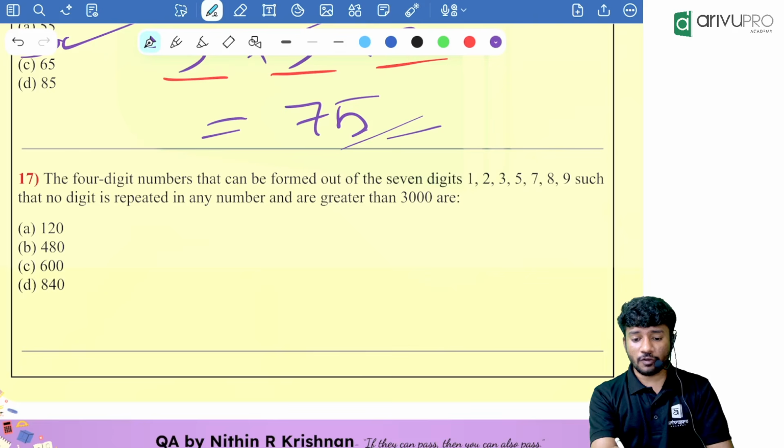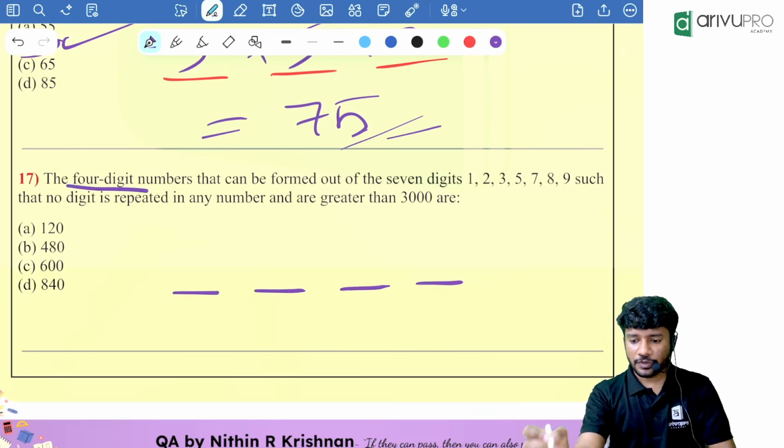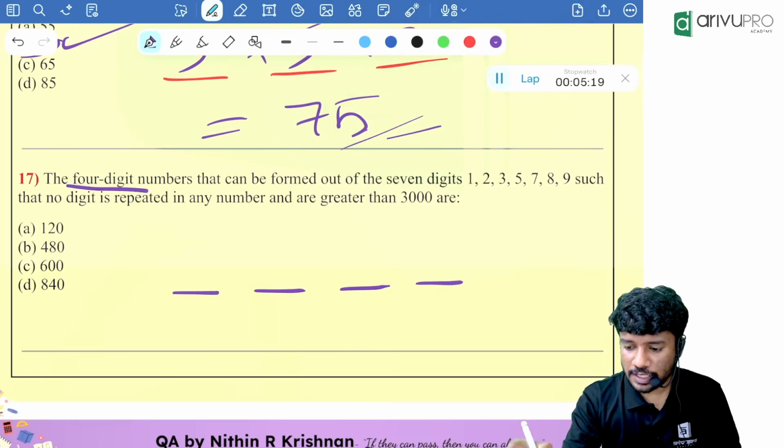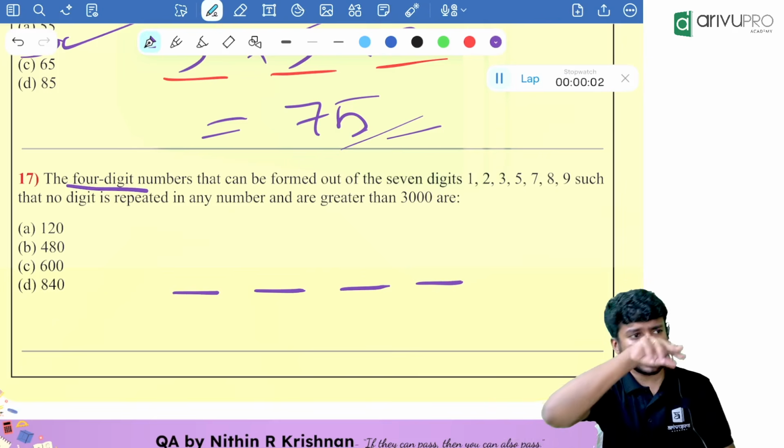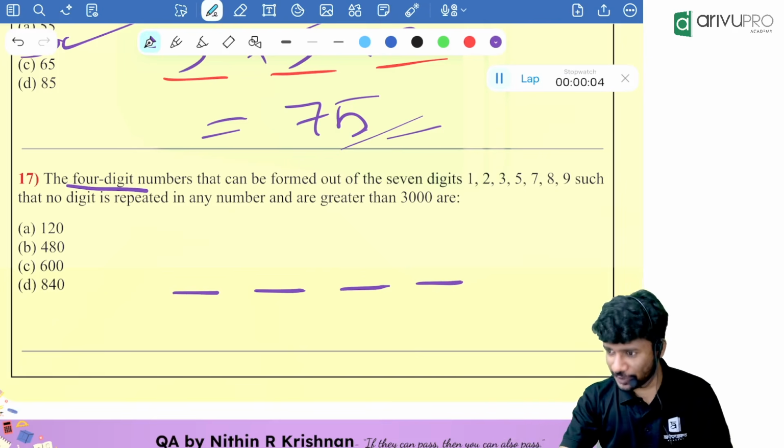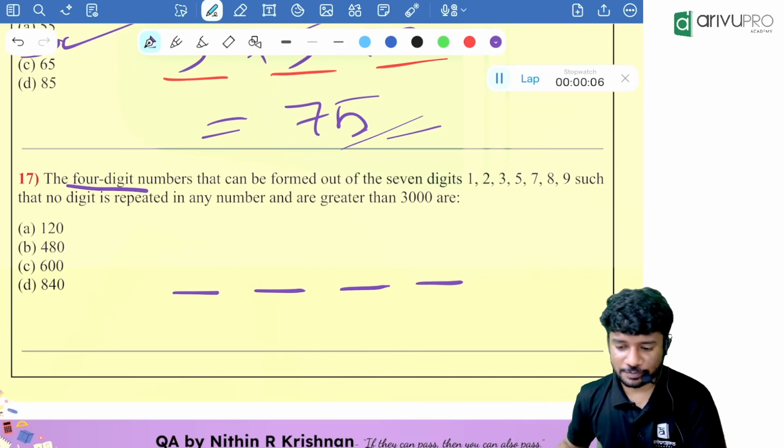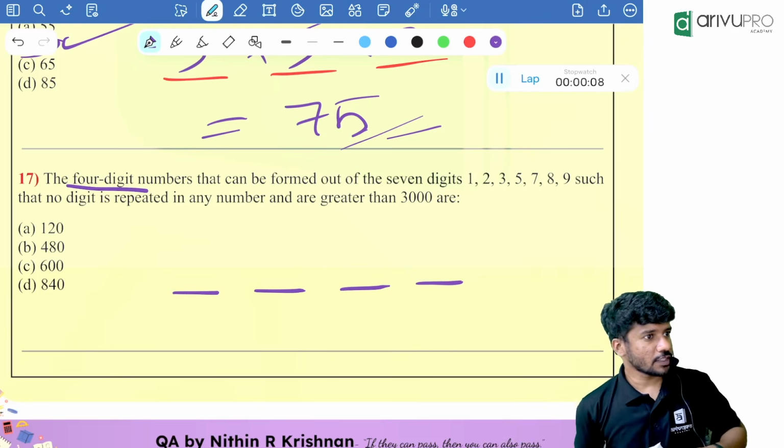Now, they are asking for what type of number? 4-digit number. You can try. The timer starts now. Then I will explain for you. Yes, you can take 1.5 minutes. We will check. Everyone try.